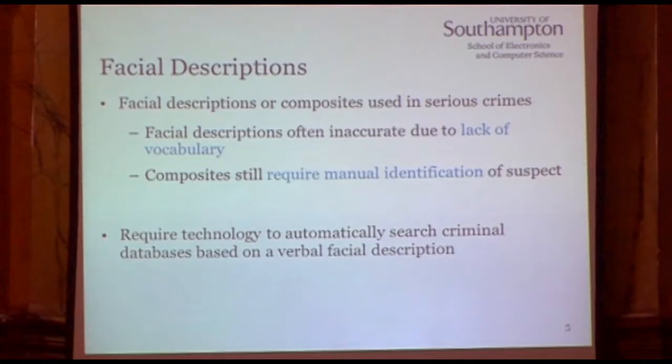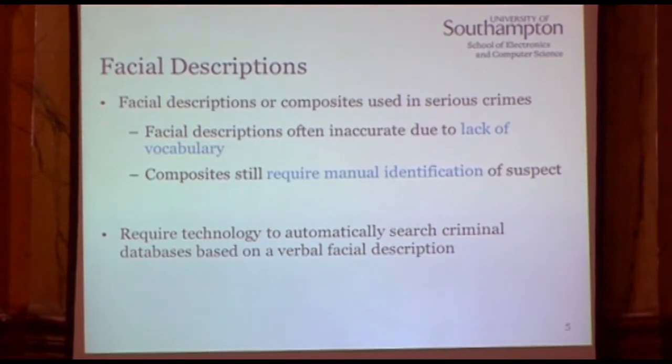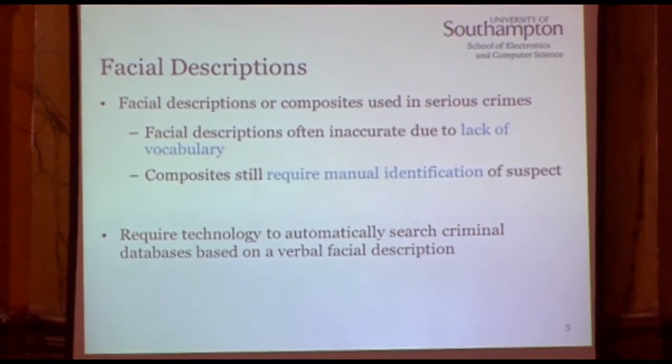Typically, after you've received a facial description, a composite is produced, so it's a graphical representation of a person who's been described. So this can be hand-drawn, or more commonly, it's computer-generated nowadays. But the problem with composites is they still require a manual identification process. So someone still needs to look through that criminal database looking for people who look the same as this composite which has been produced. So what we're looking at is taking that description and automatically doing the searching of the criminal database.